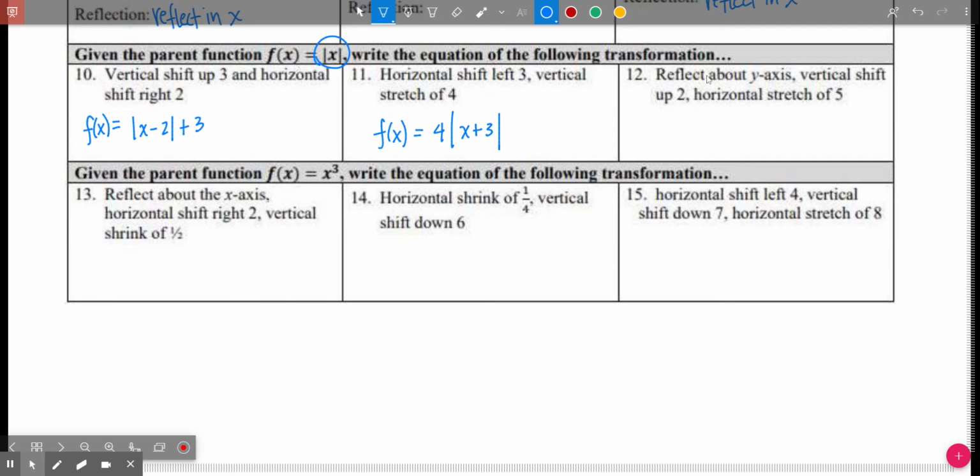In number 12, I'm going to reflect about the y-axis, so that means I have a negative inside. It's a vertical shift up 2 and a horizontal stretch of 5. So a horizontal stretch means I multiply inside. So f of x is equal to the absolute value of negative 1/5, because it's horizontal, so it's opposite, x plus 2.